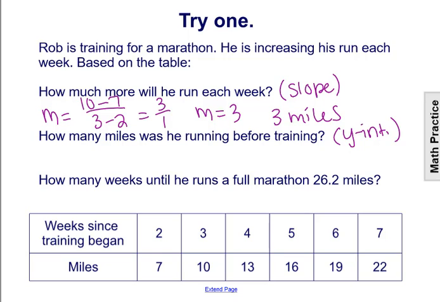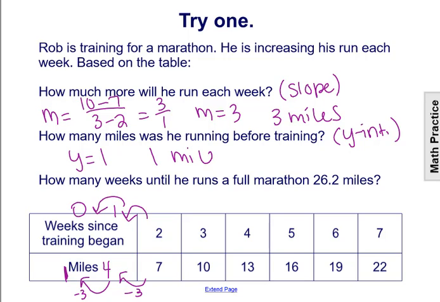Think if x equals 2 is our lowest x amount, we have to move backwards to x equals 1 and then to x equals 0. So instead of adding 3 with our slope, we need to subtract 3 twice. So subtracting 3 from 7 will give us 4, and subtracting 3 from 4 will give us a value of 1 mile at week 0. So the y-intercept is 1. So that means he was running 1 mile before he began training.